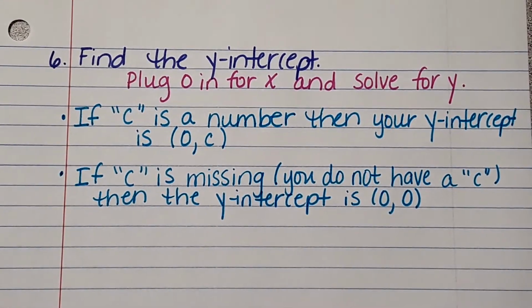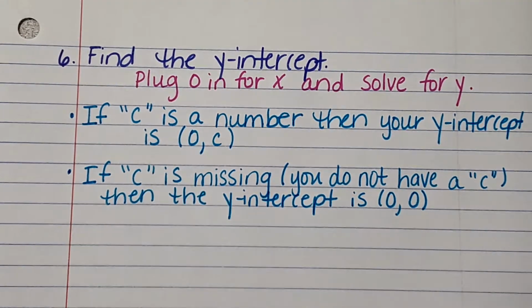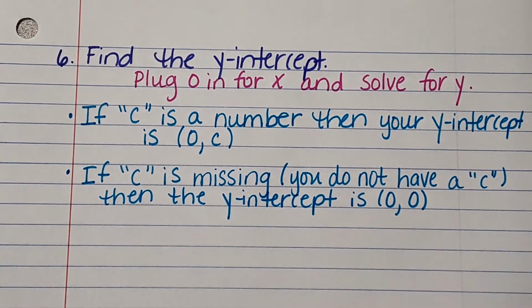Okay, so if C is a number, remember in step 1 I asked you to find A, B, and C. If C is a number, our constant, like it's there, then basically the y-intercept is going to be 0, comma C, whatever it is. If C is not there, like C is missing, you don't have a constant, it's ax squared plus bx, there's no C, then your C is 0, so your y-intercept would be 0, 0. So it's not that you can't go ahead and plug in 0, it's just you'll always get that C.